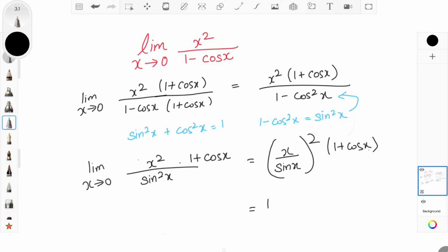And let's put the value of x. What is the value of x? It is 0. So put x is equal to 0. So this will become 1 plus 1, and this will equal 2. And that is the answer.